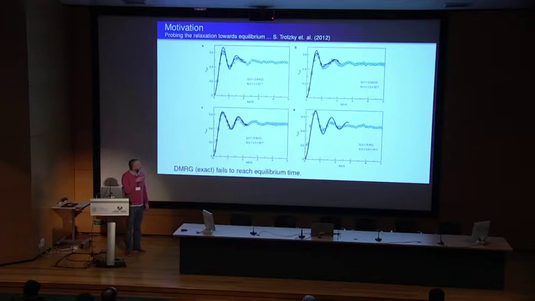And they do this for a different range of parameters of U over J, where J is the hopping term and U is the interaction energy of the Bose-Hubbard model, and also different values of a harmonic potential K. And these are the curves you get.